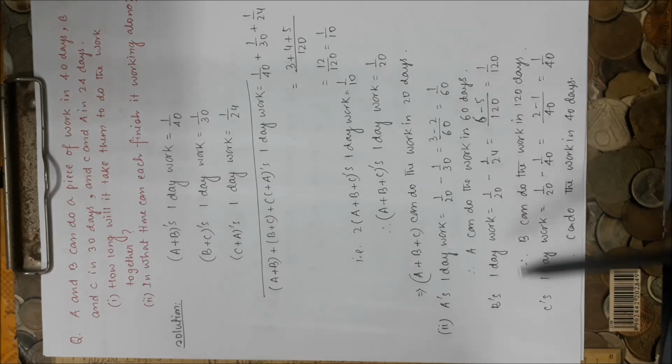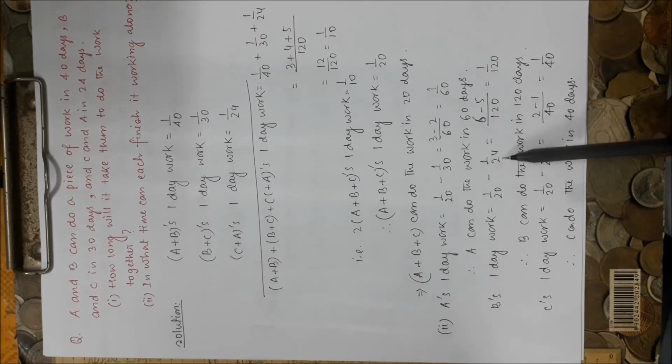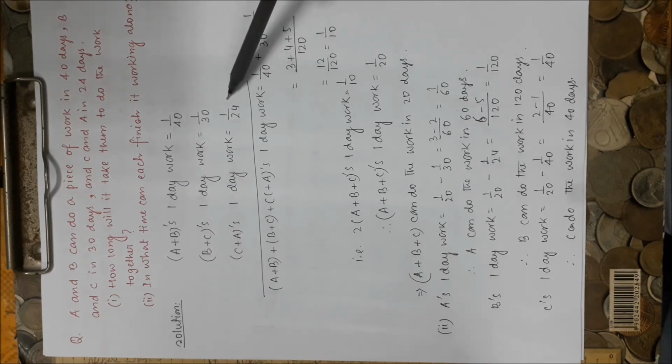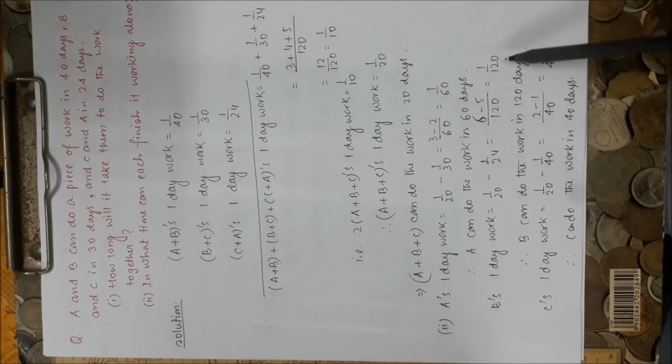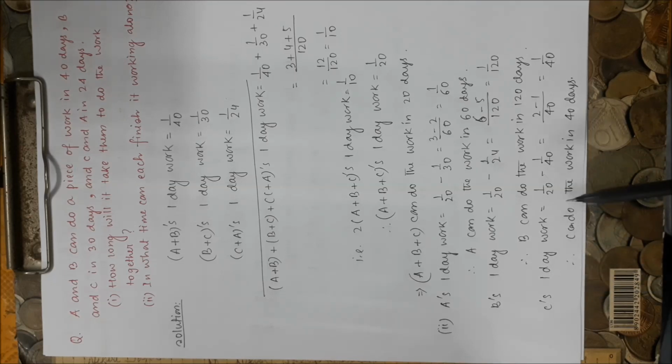Similarly, 1 day work of B equals 1 day work of A, B, C minus 1 day work of A and C. If you subtract, you will get 1 by 120. That means B can do the work in 120 days. And 1 day work of C equals 1 day work of A, B, C minus 1 day work of A and B. If you simplify, you will get 1 by 40. That means C completes 1 by 40 part of the work in 1 day. That means C can do the work in 40 days.